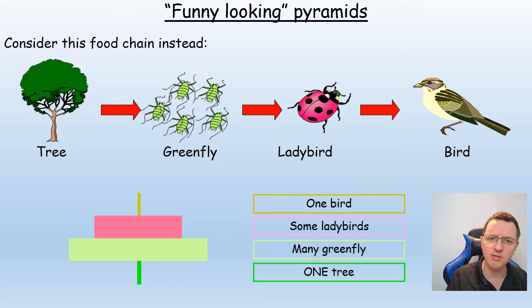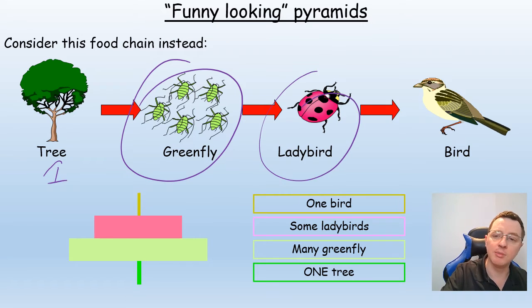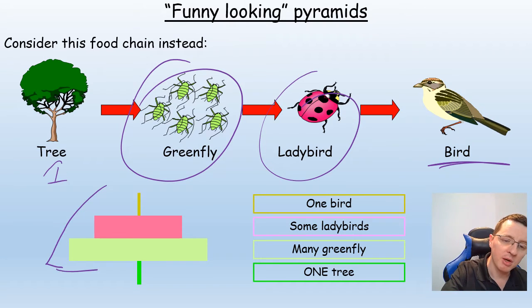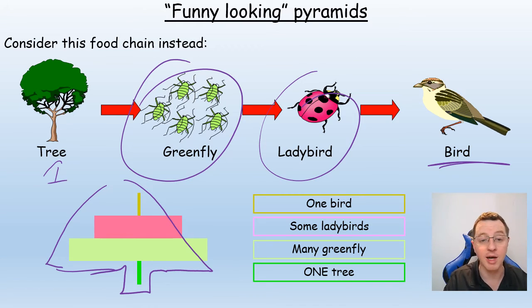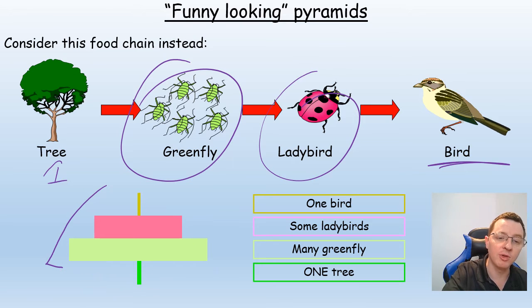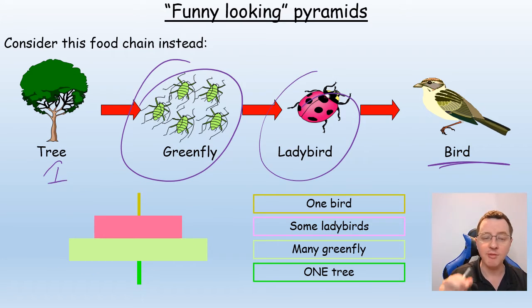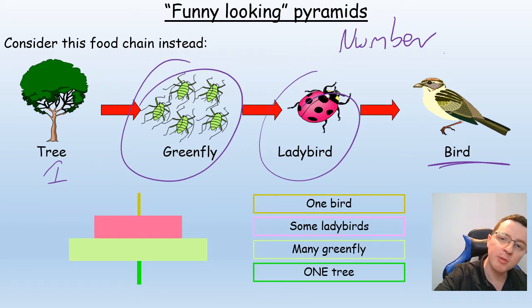However, if we looked at a different food chain, here with just the 1 tree, and then we've got many green fly, fewer ladybirds, and just 1 bird at the top, we get this funny looking pyramid where it doesn't have the classic shape. In fact, it's more like a Christmas tree perhaps. It's a very strange and funny looking pyramid. And that can sometimes happen when we're only looking at pyramids of number. So a pyramid of number doesn't always reflect what's going on within the food chain.